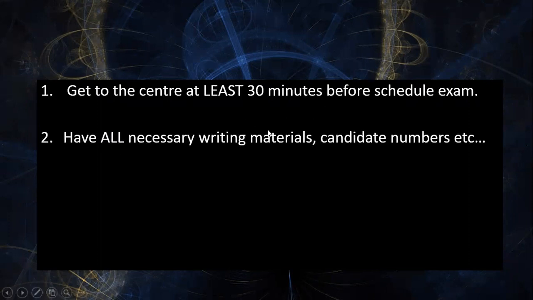Have all necessary writing materials, candidate numbers, etc. That's very important because you need to put them onto your paper, and you need a pencil for shading. Have a 2B pencil, which is the best pencil for shading. If you don't have it, an HB should be fine. Just make sure it is dark.